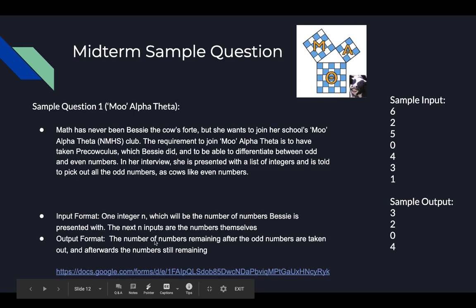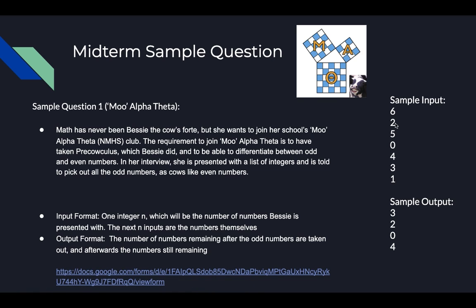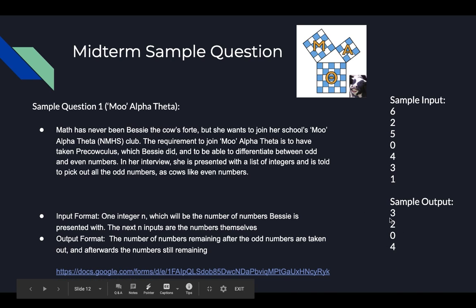And the output format is the number of numbers remaining after the odd numbers are taken out, and afterwards the numbers still remaining. So this 3 represents how many numbers are remaining, right? We took out all the odd numbers: we took out 5, we took out 3, we took out 1. So we have 2, 0, 4 remaining, and 0 is an even number. I searched it up, I fact checked it. So 2, 0, 4, they're even numbers. That's 3 remaining. So we print out 3, and then we print out the actual even numbers remaining.